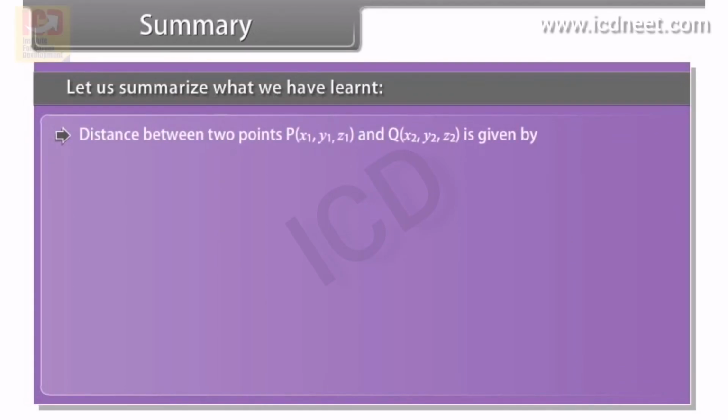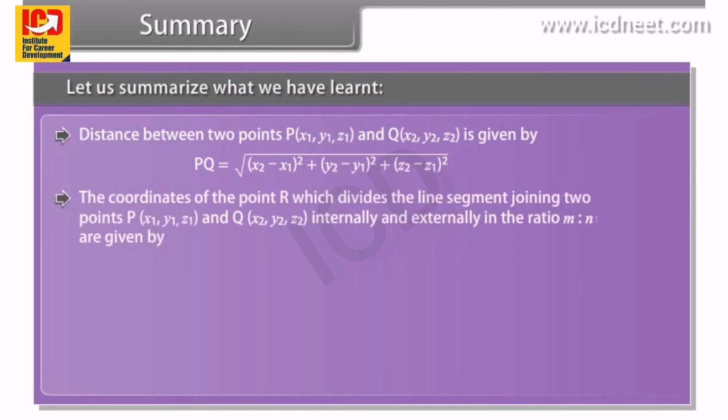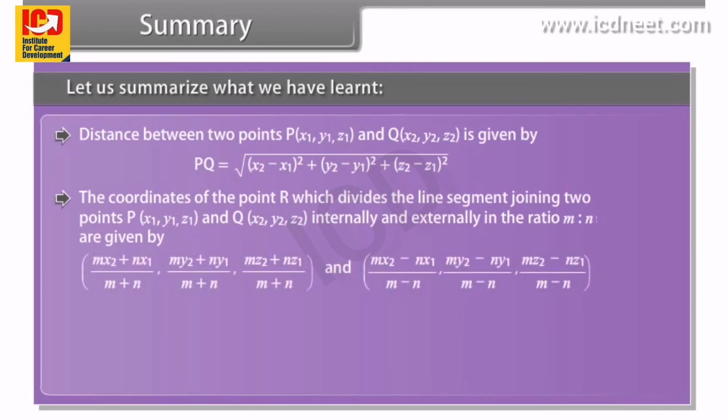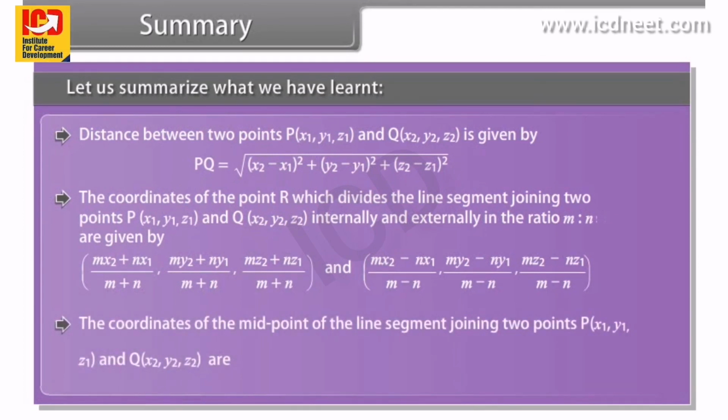The distance between two points P(x1, y1, z1) and Q(x2, y2, z2) is given by the distance formula. The coordinates of the point which divides the line segment joining two points P(x1, y1, z1) and Q(x2, y2, z2) internally and externally in the ratio m:n are given by the section formulas. And the coordinates of the midpoint of the line segment joining two points P(x1, y1, z1) and Q(x2, y2, z2) are the midpoint formula.